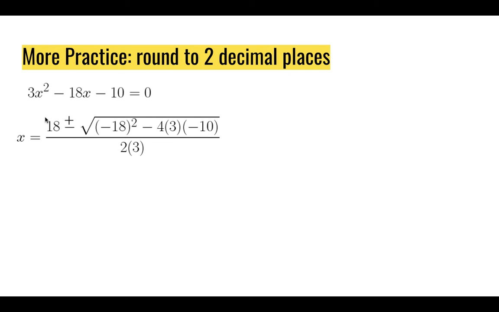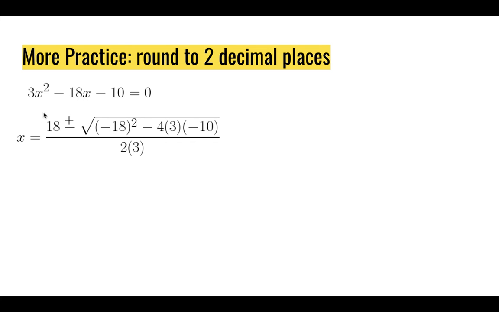Okay, so if you remember our quadratic equation, it's negative b plus or minus the square root of b squared minus 4ac all over 2a. So all of my a's are going to be 3's. All of my b's are going to be negative 18.